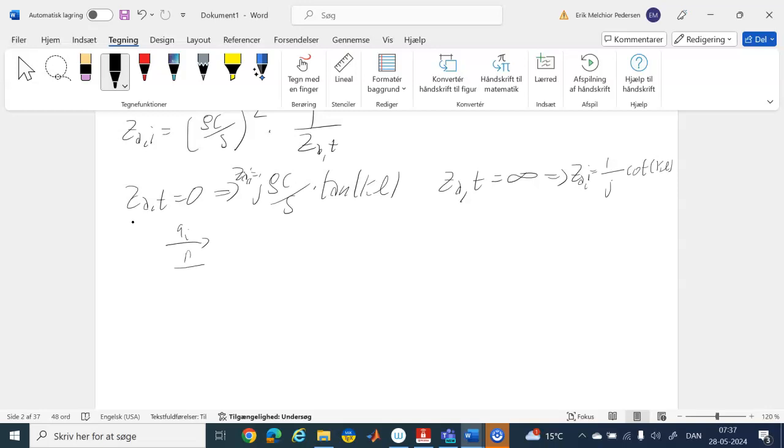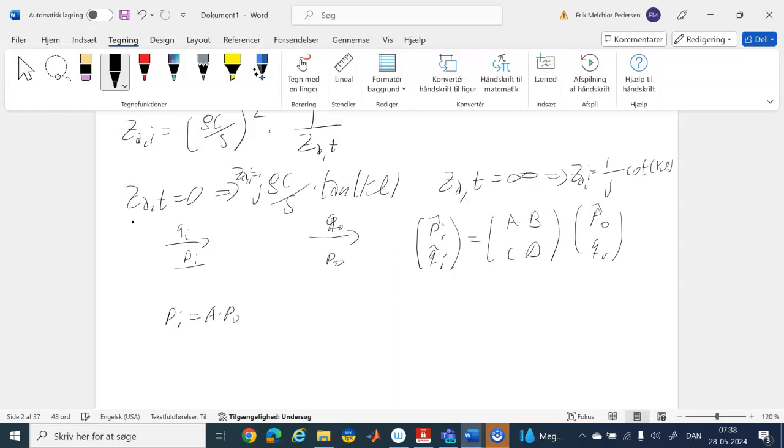Last thing I will say is that we have some input pressure and volume velocity, PI and QI, and output P0 and Q0. We can write that the input pressure and volume velocity can be written as the matrix A, B, C, D times P0, Q0, and that means that PI, for instance, is A times P0 plus B times Q0. That means that A can be written as PI divided by P0 with the condition that Q0 is equal to 0. And we can calculate different things. Yes, that's it. Thank you.